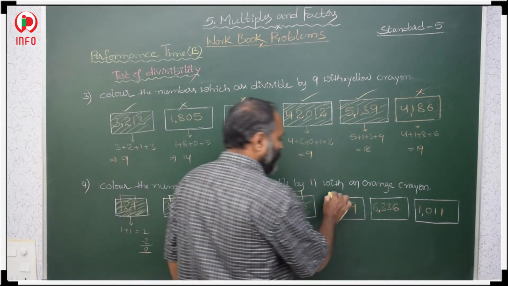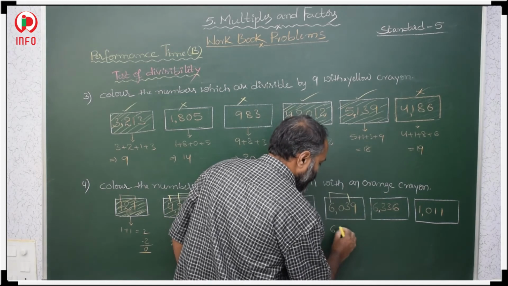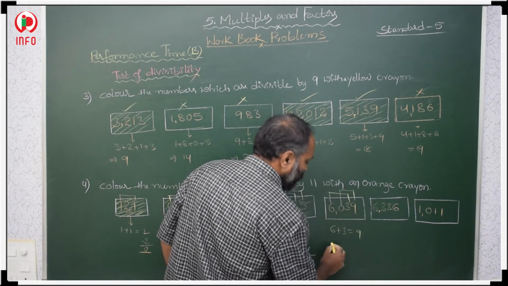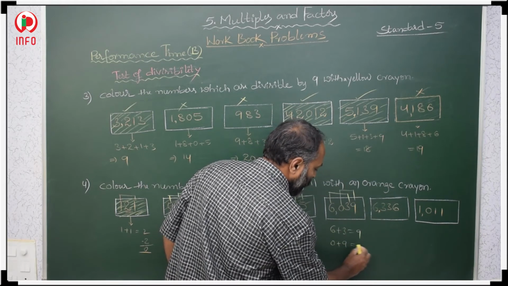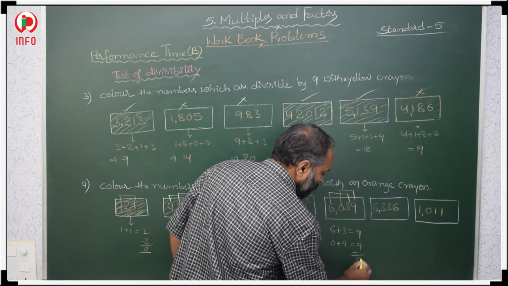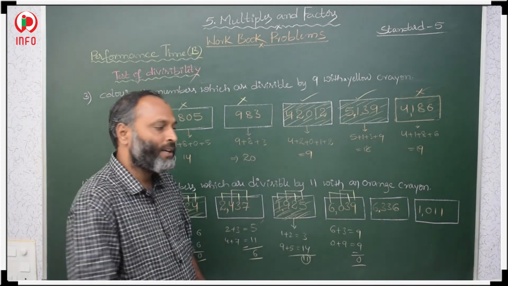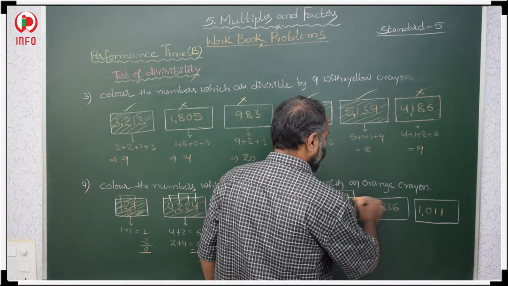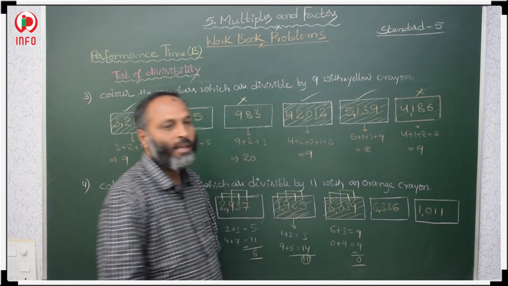And after that, the sum of odd digits, 6 plus 3 is 9. And the sum of even digits, 0 plus 9 is 9. Now, you find the difference, 9 minus 9 is 0. If the difference is 0 or a multiple of 11, then that is divisible by 11.